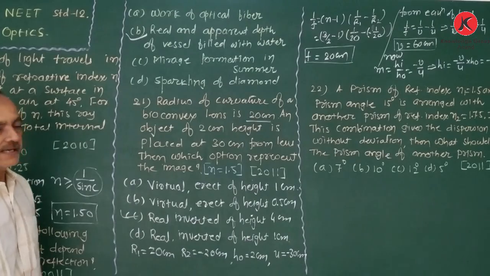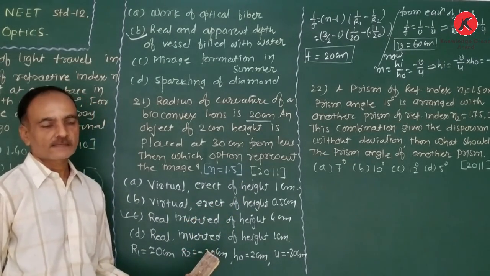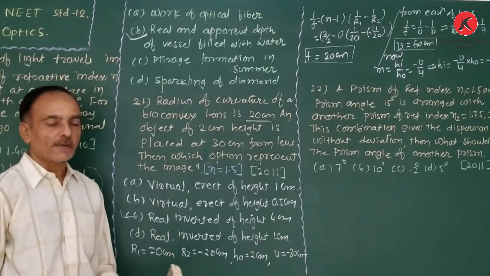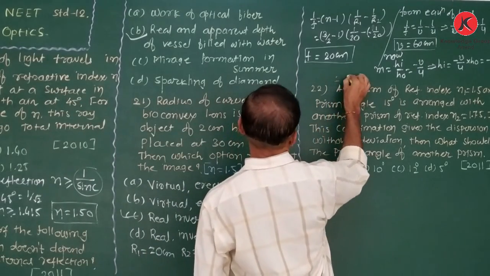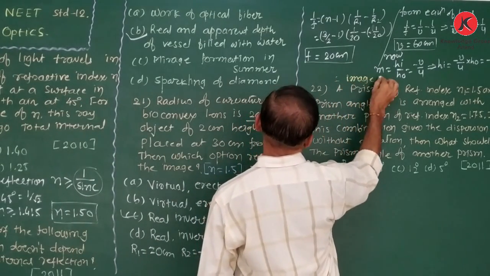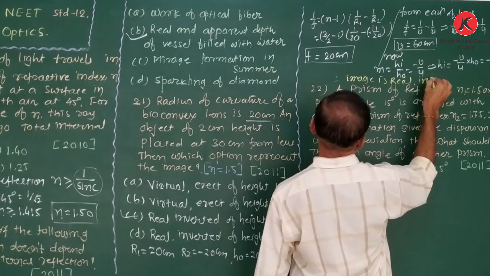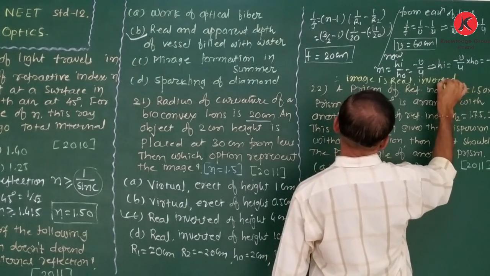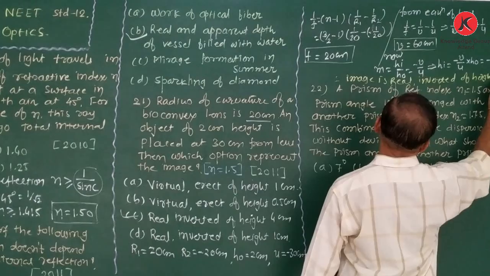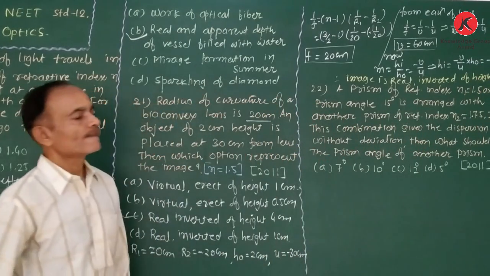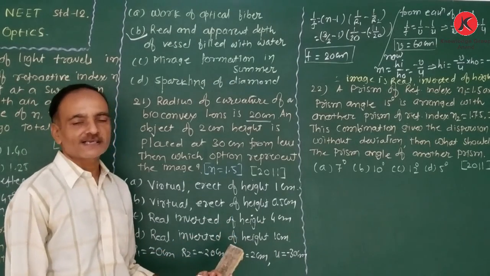Real inverted. Where the negative sign represents the image is inverted. Therefore, real inverted image of height 4 centimeter is obtained. Therefore, image is real, inverted, of height 4 centimeter. Clear this?